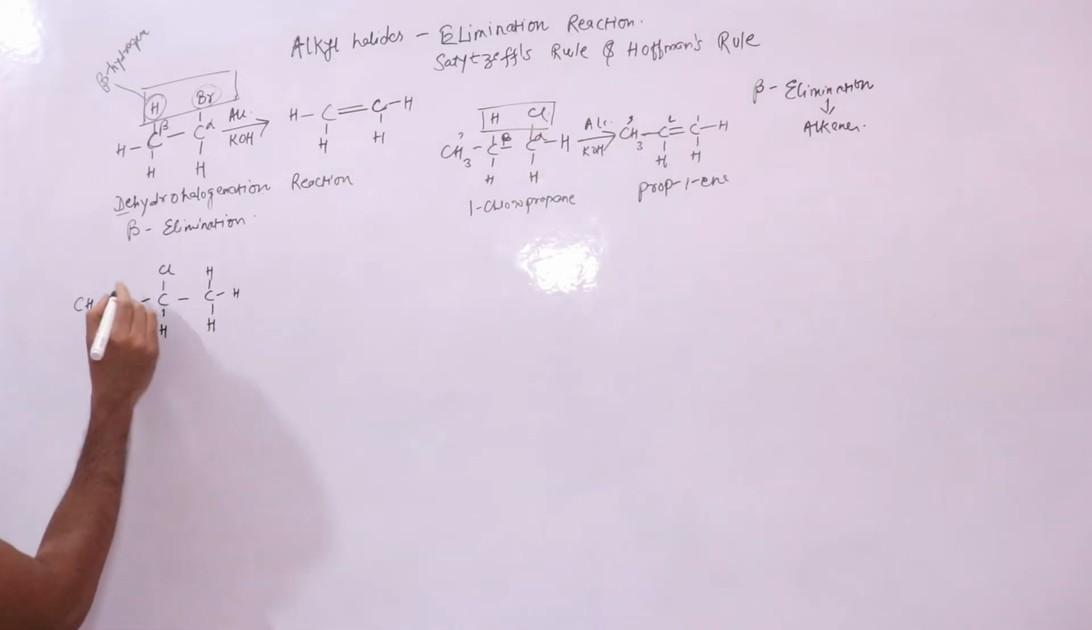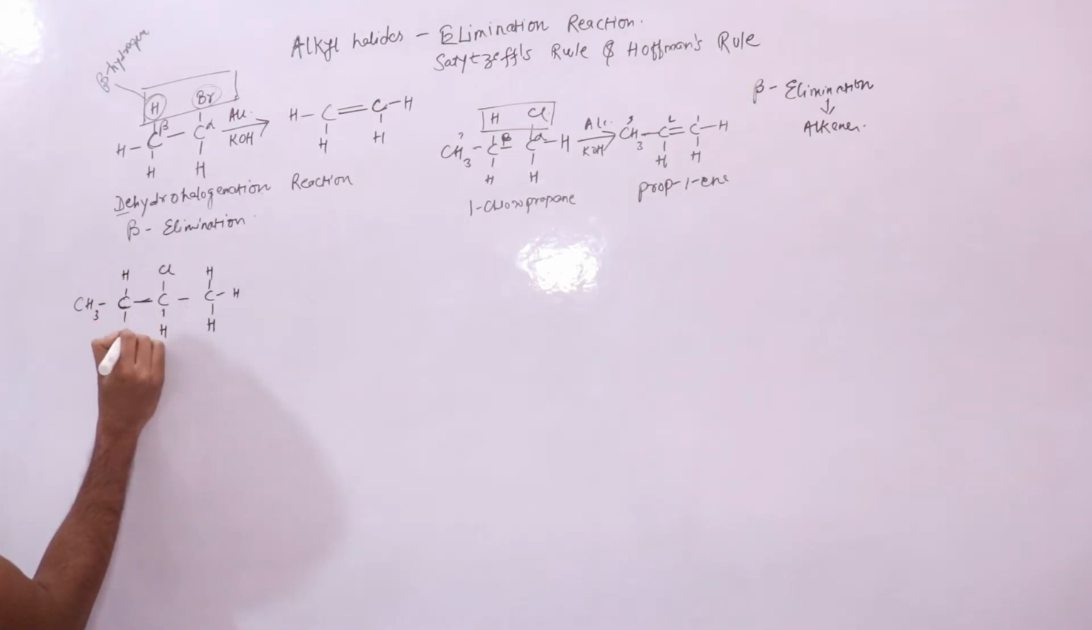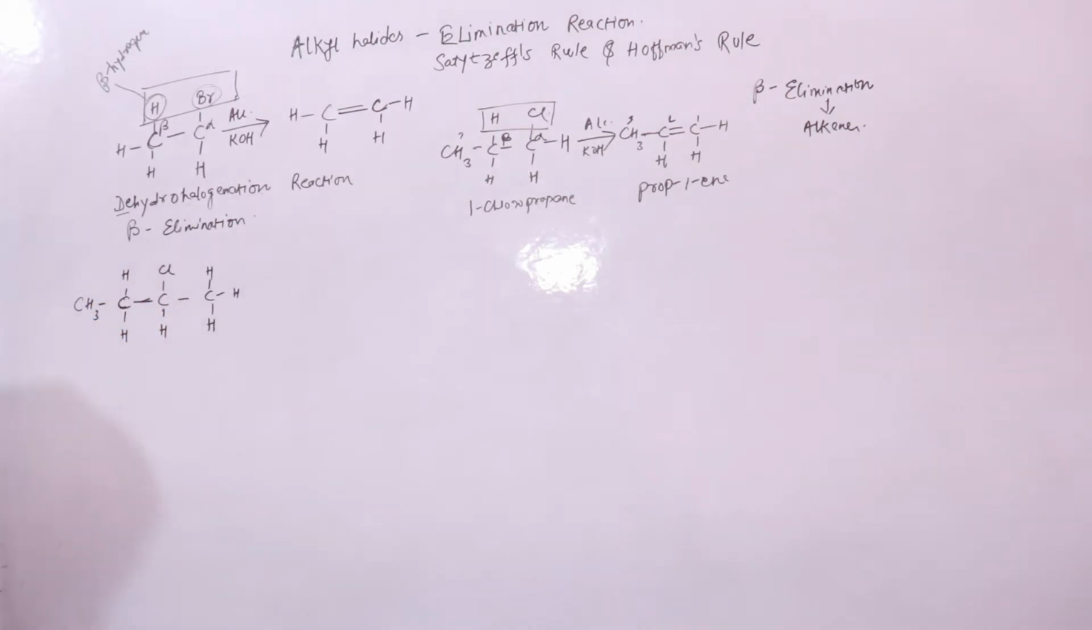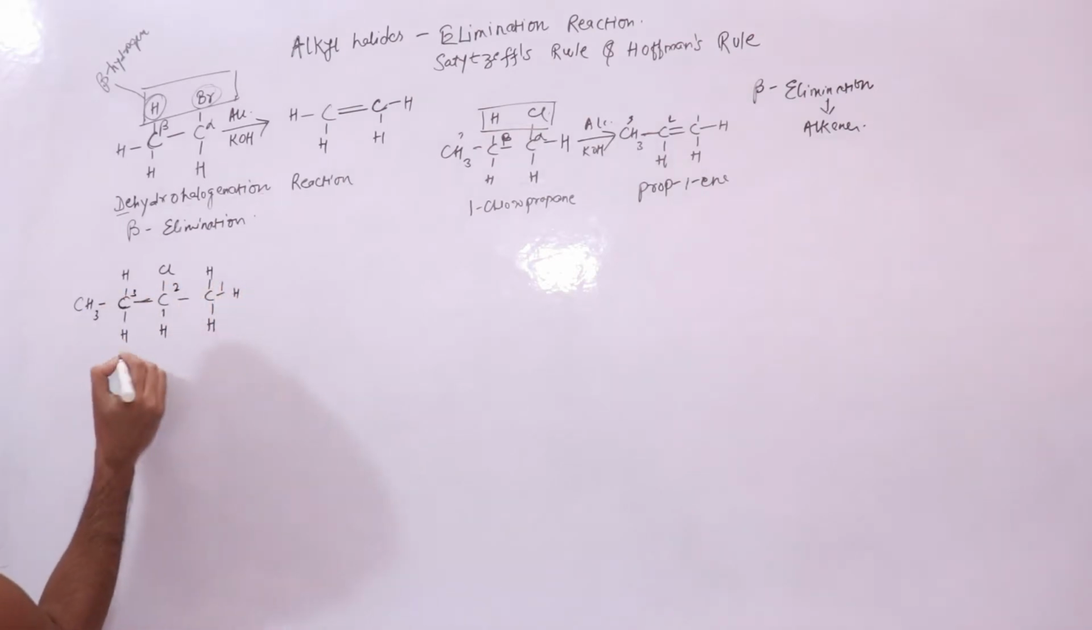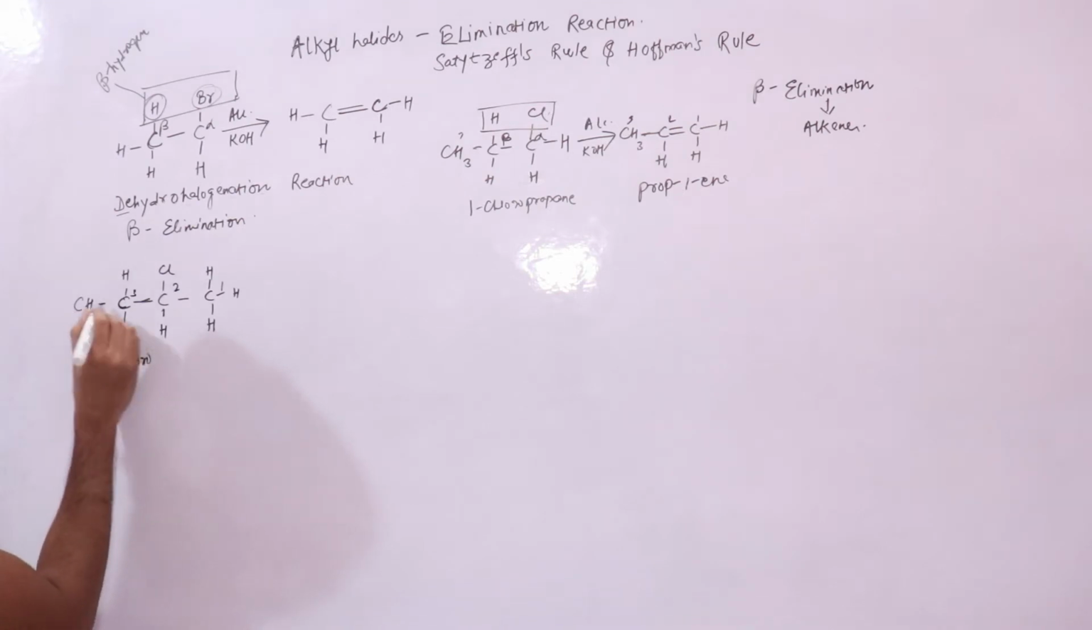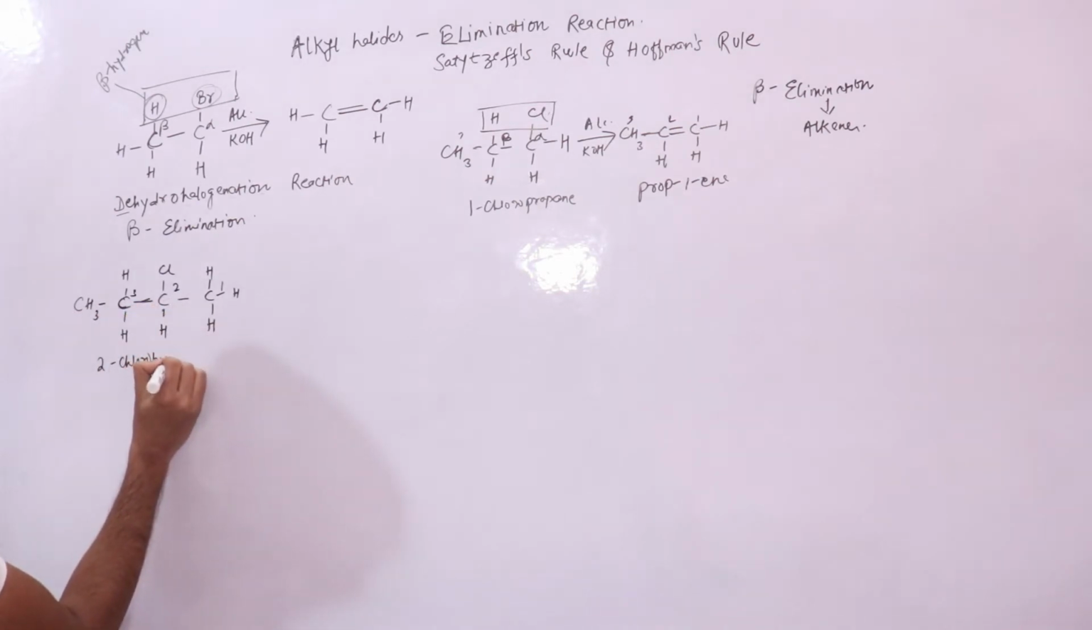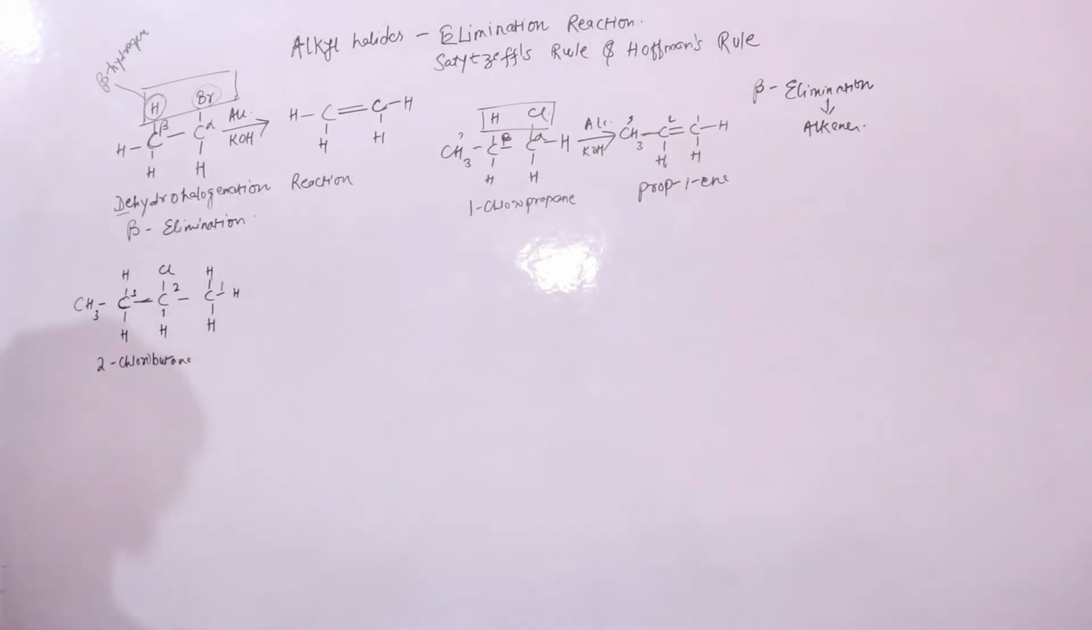Let's draw it like this. This is your 1, 2, 3, 4 carbon chain. This is your 2-chlorobutane. This is an alkyl halide, 2-chlorobutane.